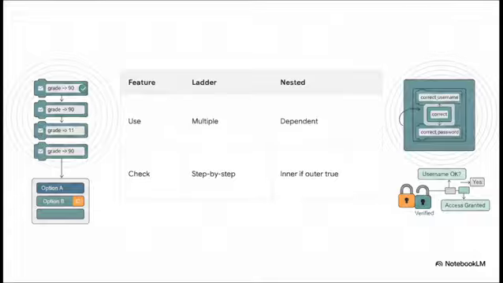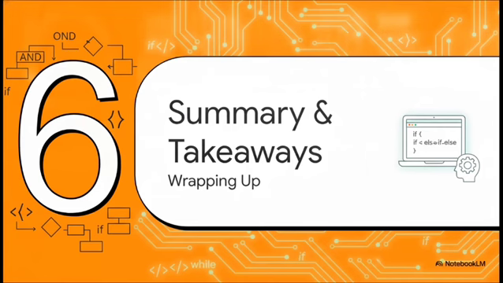A nested if, on the other hand, is for dependent decisions. Outer true aithene inner check chestundi. Multi-step verifications like secure logins or scholarship approvals ki idi perfect. Finally, our summary and takeaways, wrapping up today's lesson. Let's solidify these concepts in your minds.